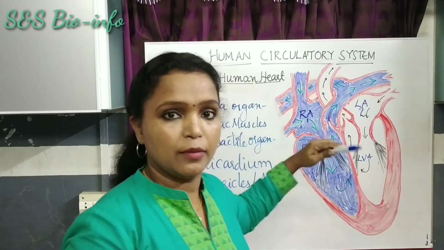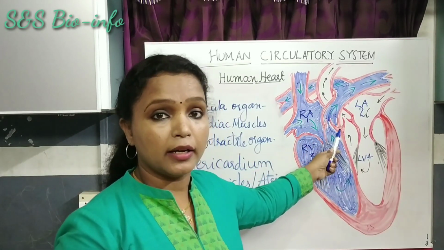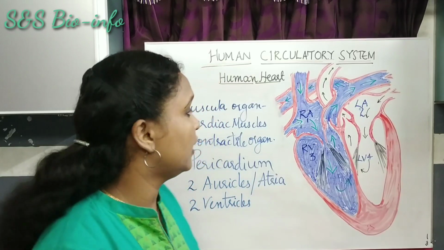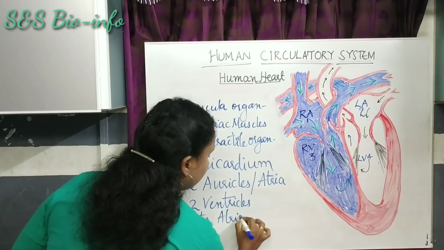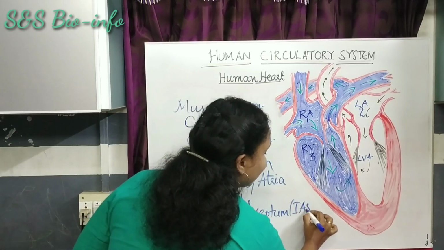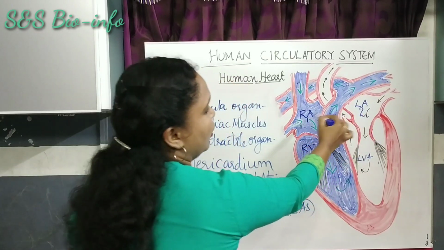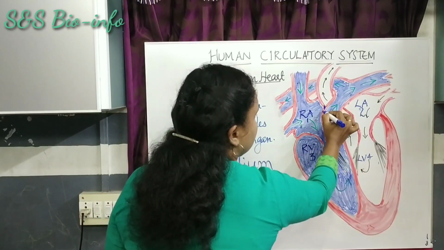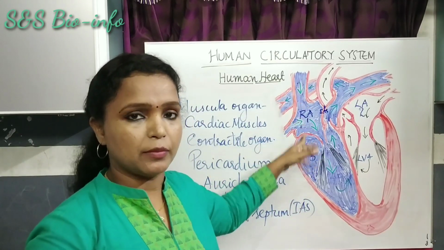Then the right and left, let's come to the point, right and left atrium. The right and left atrium is separated by a wall, interatrial septum. What is it? Interatrial septum, or in short form we can write IAS. Here I can show you. So the wall here, the wall in between the right atrium and the left atrium, that is IAS, that is interatrial septum. There is a wall.